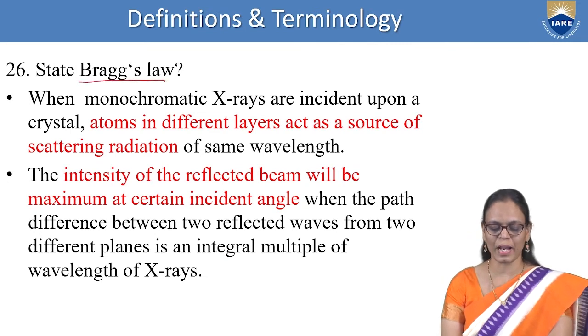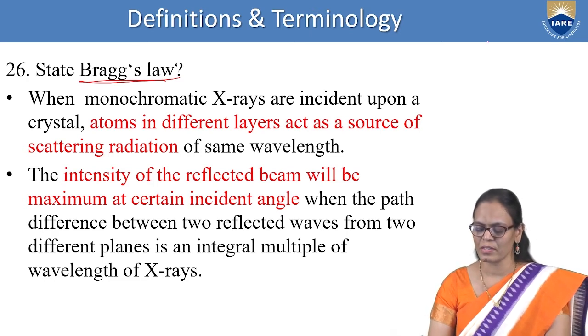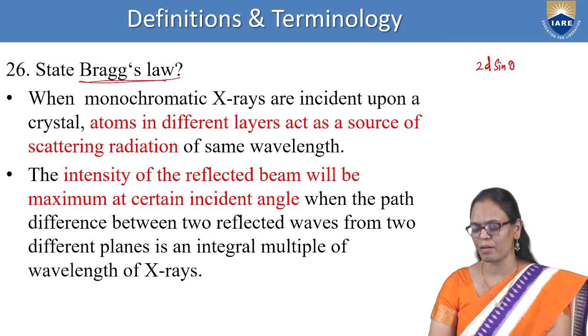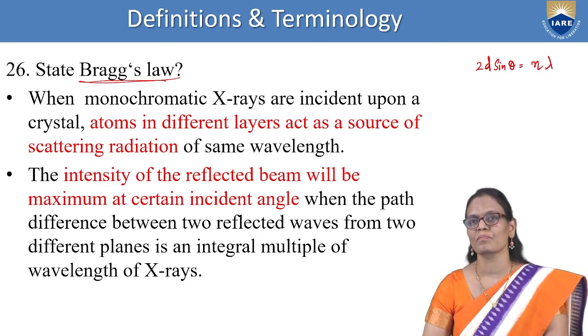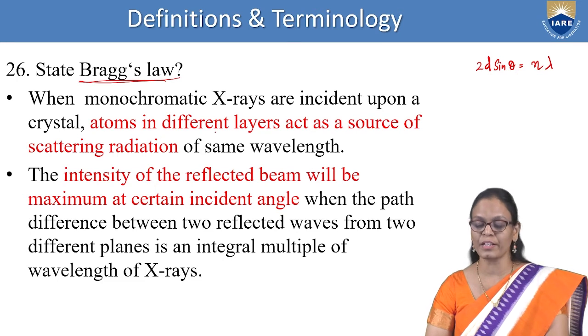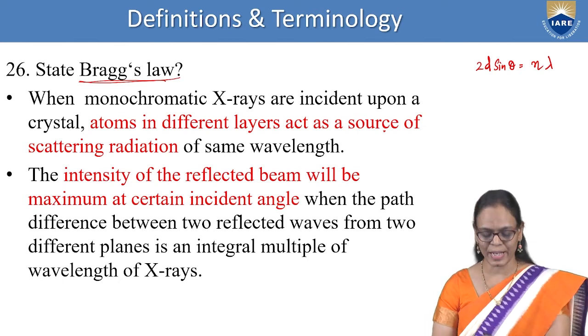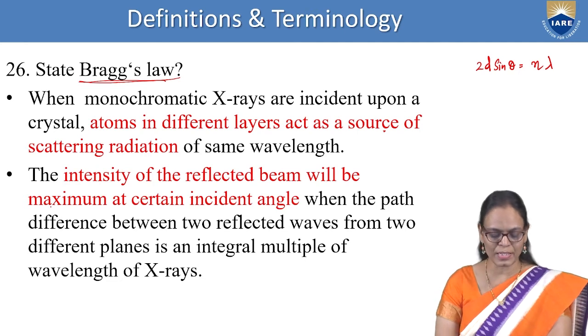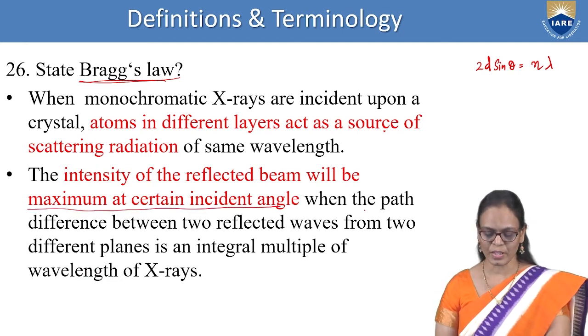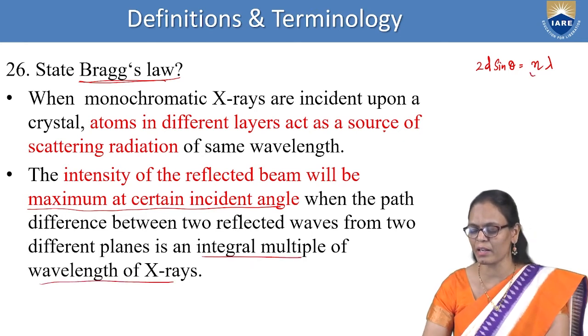Now state Bragg's law. Bragg is the name of a scientist who studied crystals, and he gave us a famous relation, 2d sine theta equals n lambda. This is the famous Bragg's law. When monochromatic X-rays are incident upon a crystal, atoms in different layers act as sources of scattered radiation of the same wavelength, and the intensity of the reflected beam will be maximum at a certain incident angle, when the path difference between the two reflected waves from two different planes is an integral multiple of the wavelength.